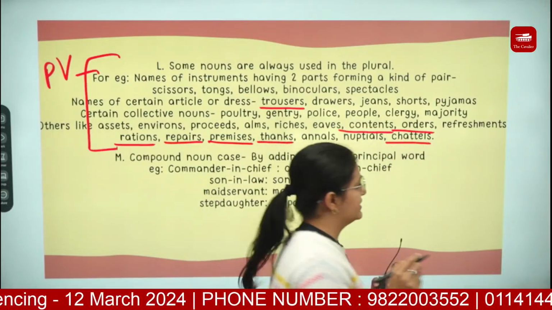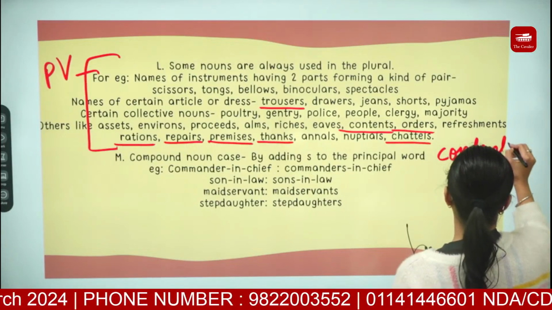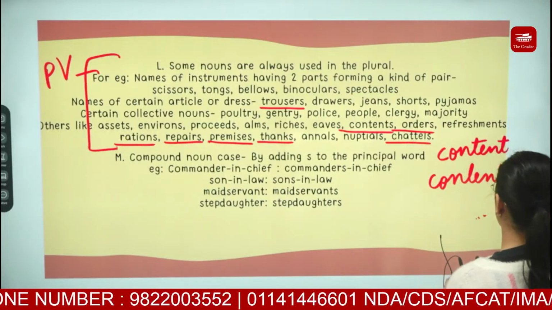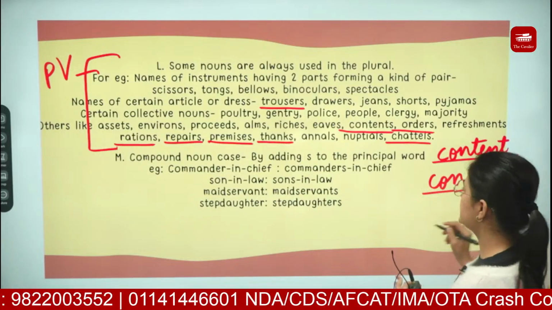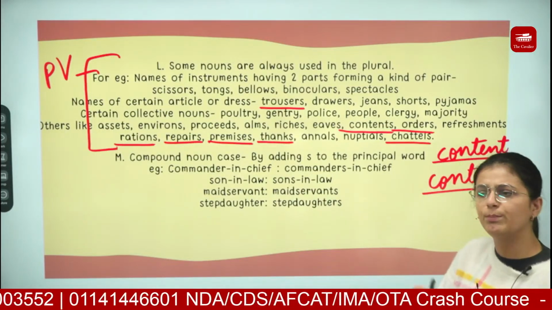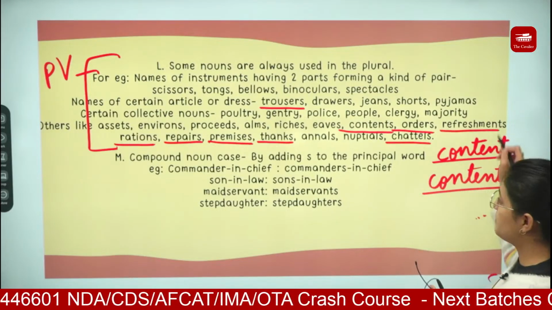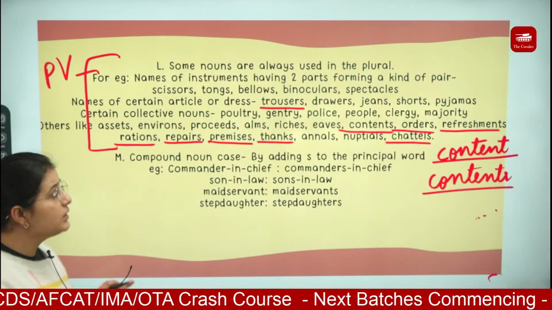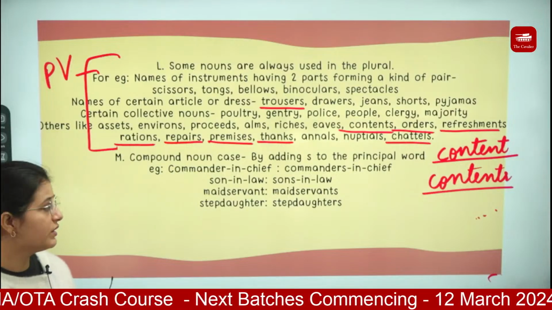There are two words: one is content, the other is contents. Content means satisfaction, and contents is about all the knowledge that is there in a book or any magazine. Refreshments, riches, arms, proceeds, all these words are going to have a plural verb because they are plural in nature.